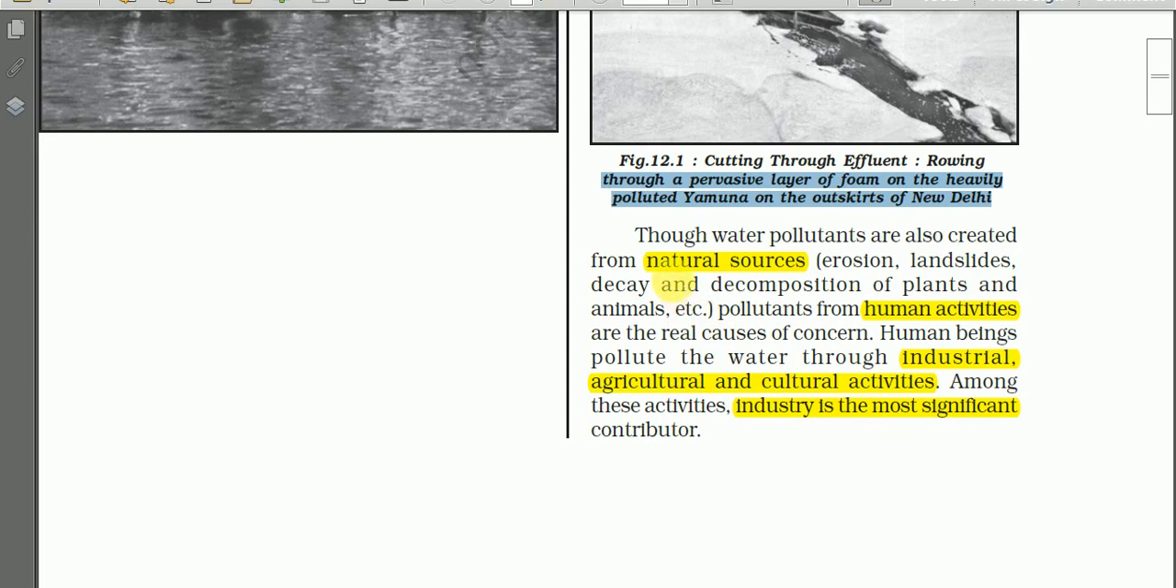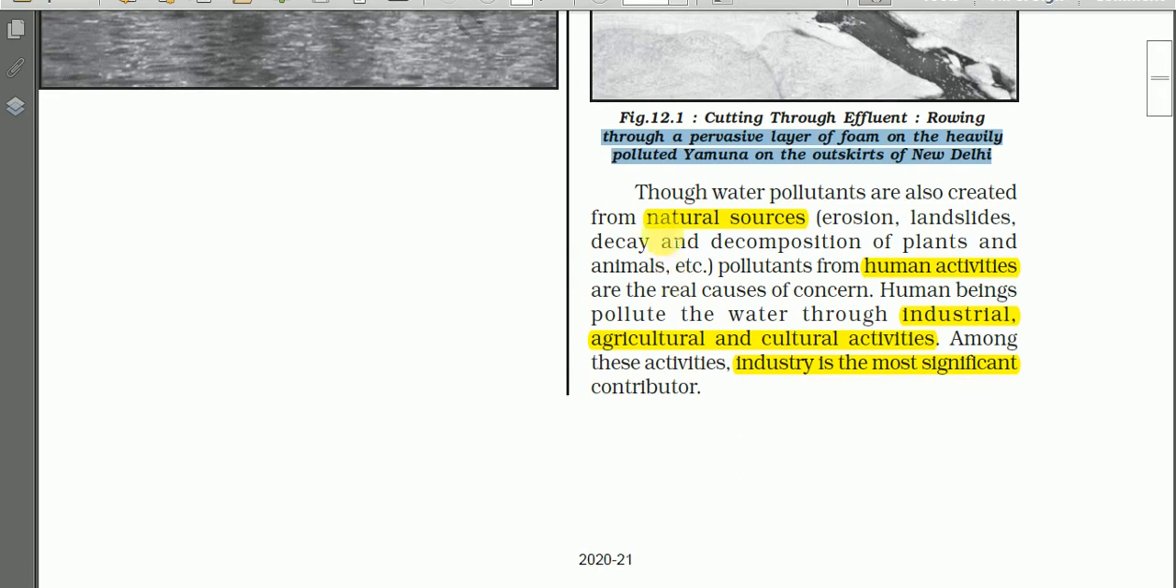Next we have the causes, the sources of these water pollutants. Water pollutants are also created from natural sources, that is erosion, landslide, decay and decomposition of plants, but pollutants from human activities are a real cause of concern. That means there are two important sources of water pollutants: one is a natural source, another one is human activities.